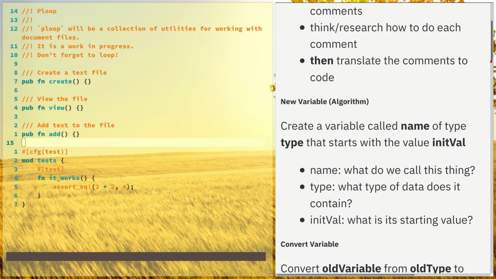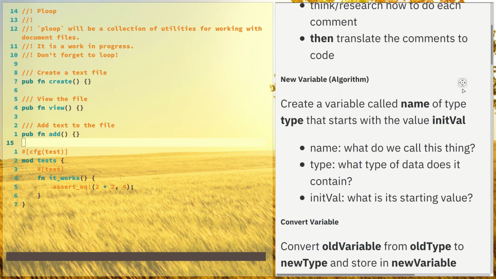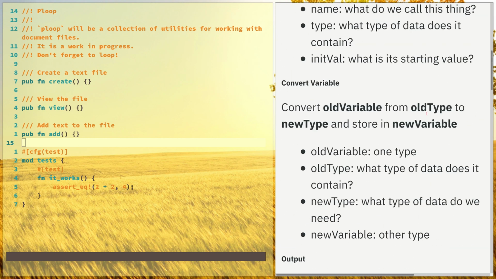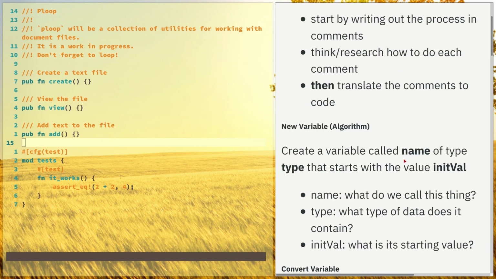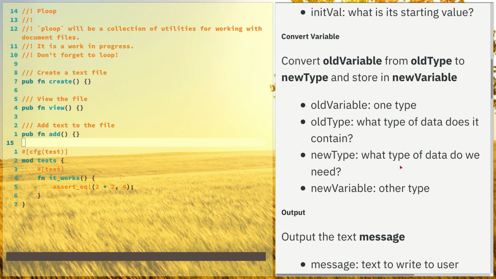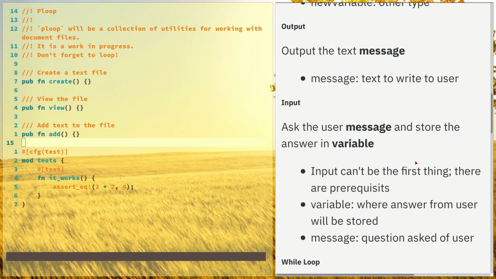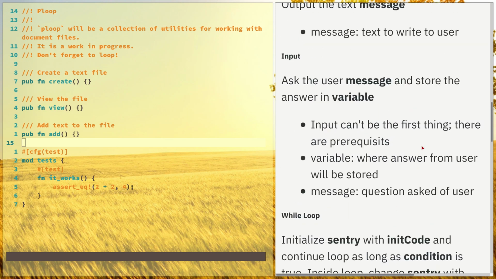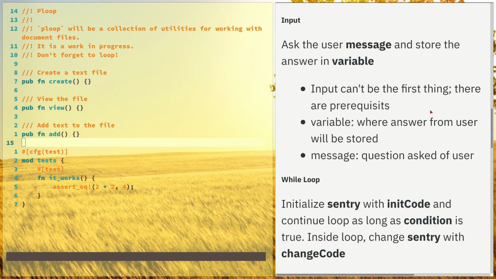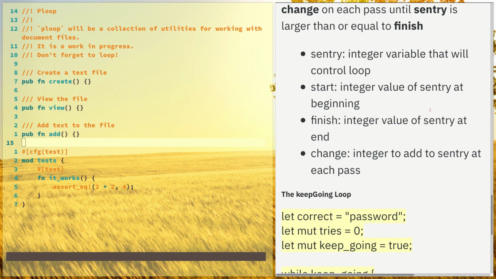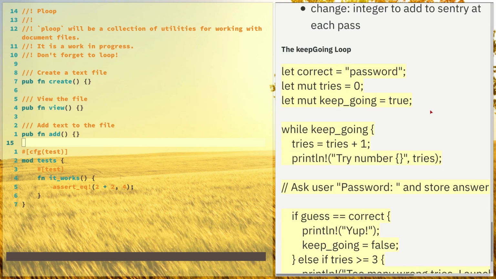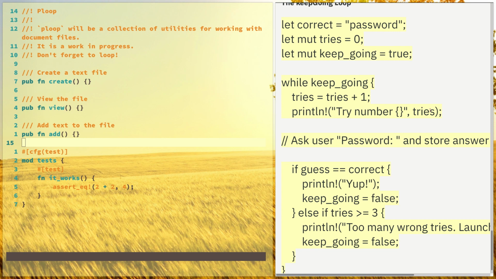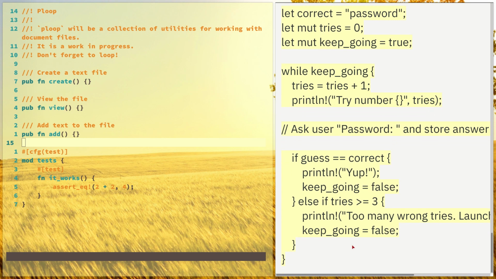So then he talks about new variable algorithm. Create a variable called name of type. Yeah, I mean, this is really detailed. And then he talks about a while loop and sentries. This is all new to me, because I'm not a programmer. For loop, there's a special keep going loop. Yeah, he says use this all the time. Anyway, I don't know if I'm gonna, but it was nice to learn a thing.